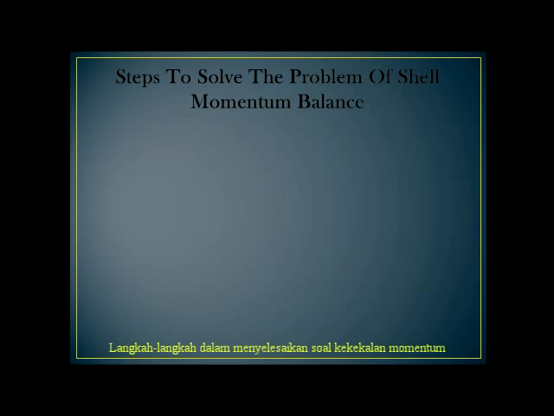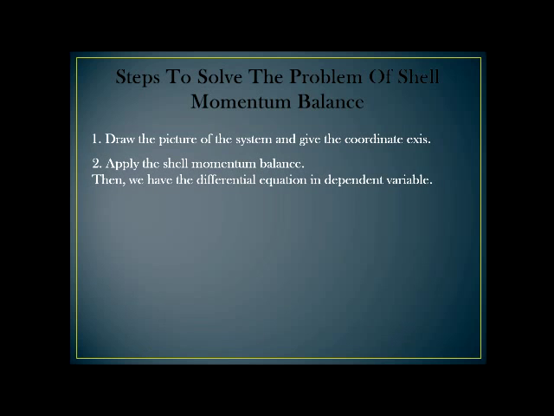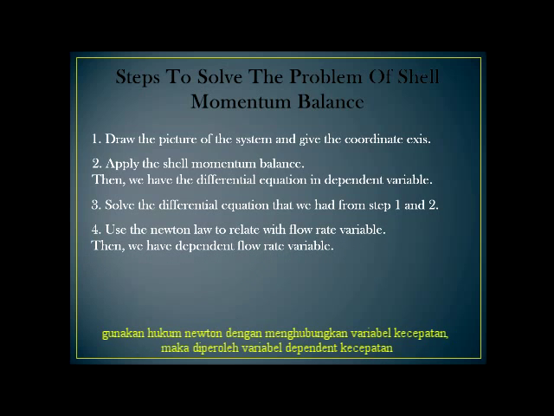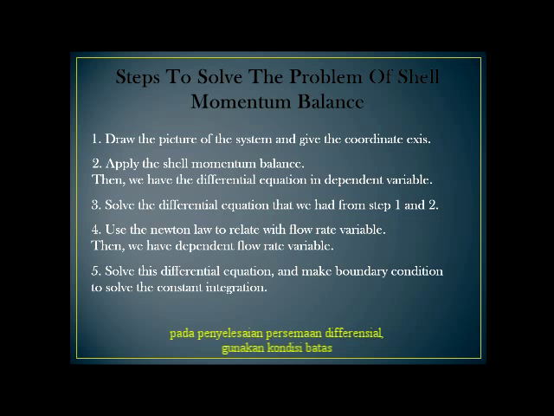Steps to solve the problem of cell momentum balance. 1. Draw the picture of the system and give the coordinate axis. 2. Apply the cell momentum balance. Then we have the differential equation in dependent variable. 3. Solve the differential equation that we had from step 1 and 2. 4. Use the Newton law to relate with flow rate variable. Then we have dependent flow rate variable. 5. Solve the differential equation and use the boundary condition to solve the integration constant.